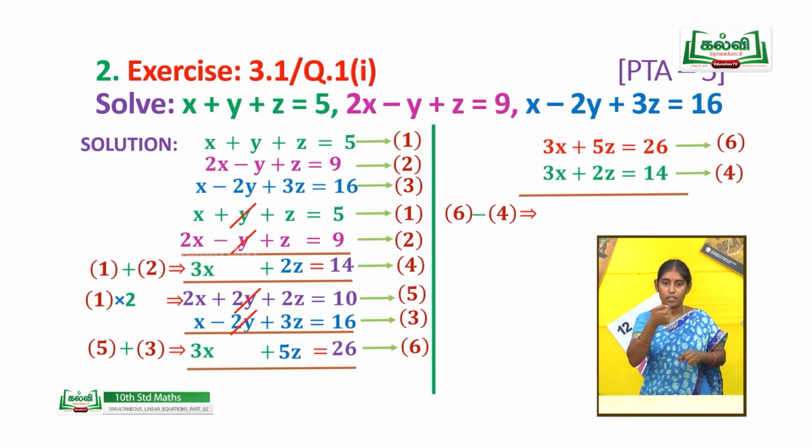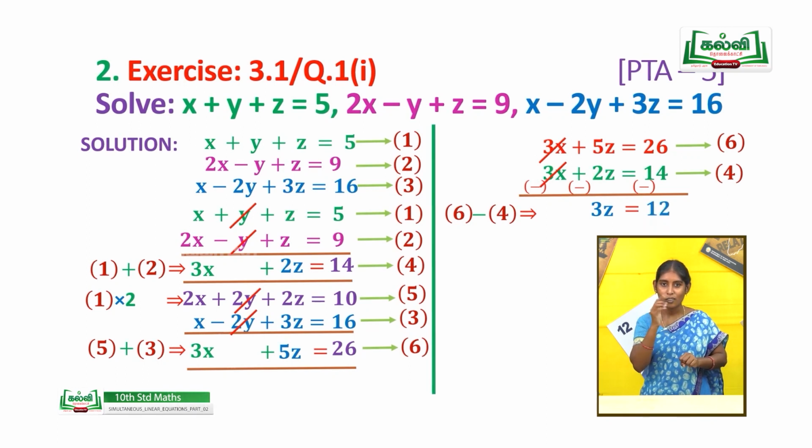So see that I am changing now. 3x becomes minus 3x, 2z becomes minus 2z, and plus 14 now becomes minus 14. Now 3x we may cancel. Then only the z is there. 5z minus 2z. Don't forget we changed the sign. Don't take the plus 2z. So you should change the sign. So 5z minus 2z becomes 3z equal to 26 minus 14, which becomes 12.